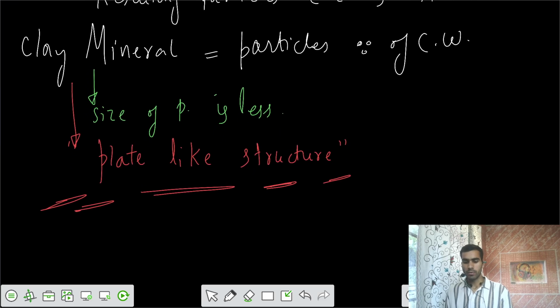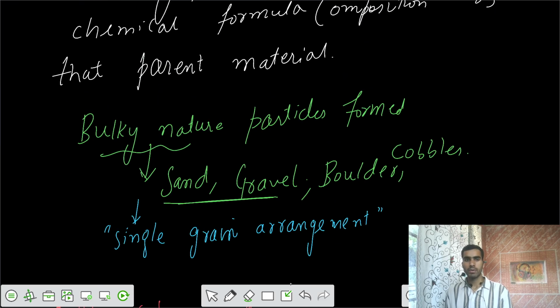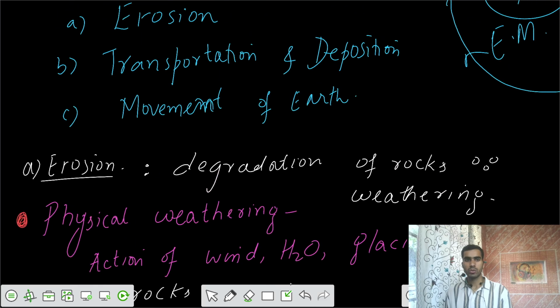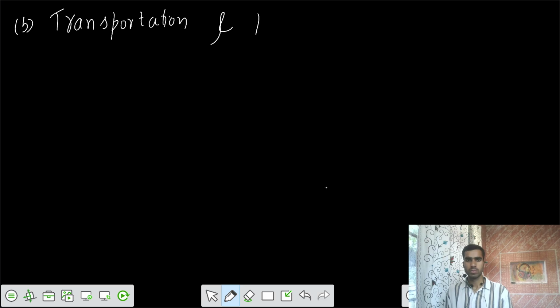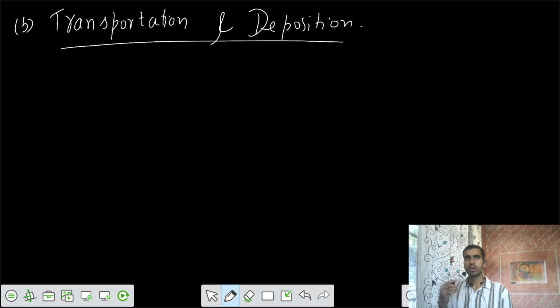Okay. Now, if I talk about the second phase, erosion is over. Now I talk about transportation and deposition. When there is erosion of that material, now it's going to be transported. For that we have some agents, which we call transporting agents.